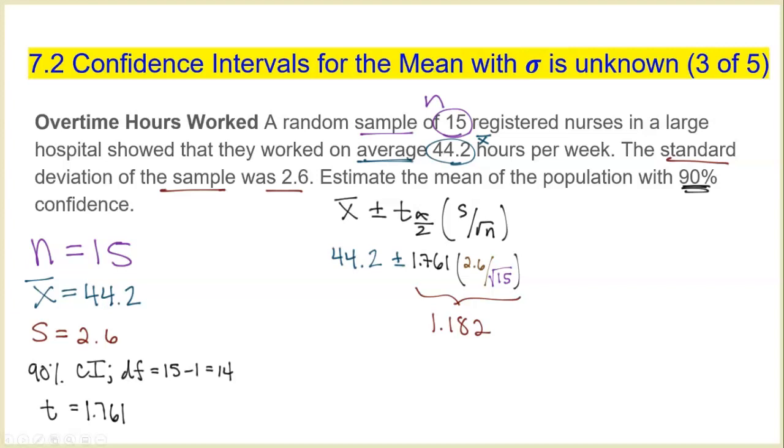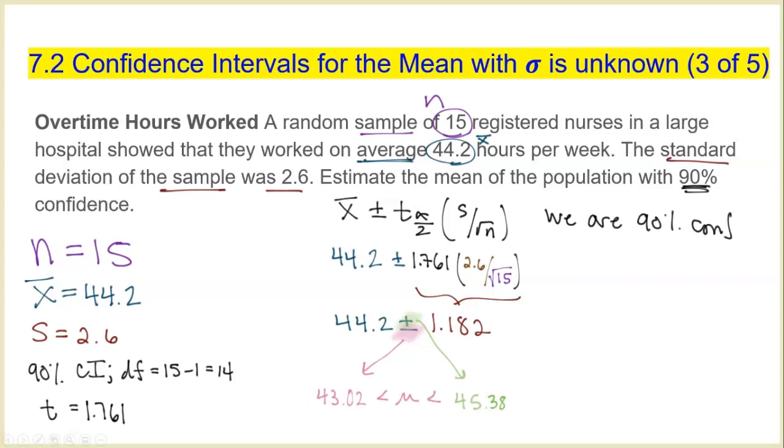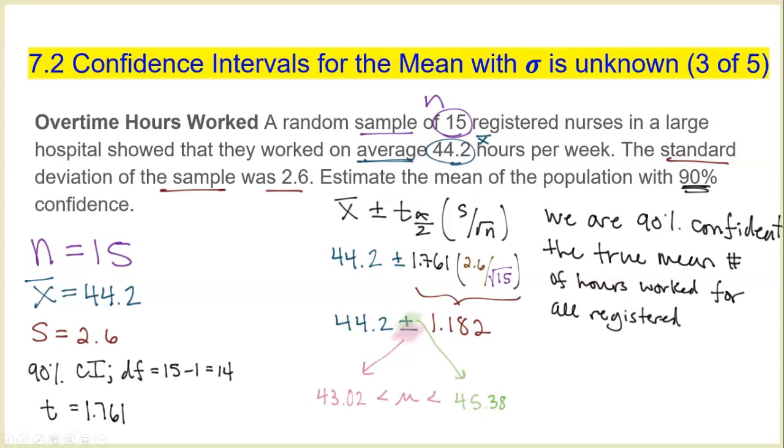this particular hospital. So when we get our confidence interval, we have 43.02 to 45.38 hours per week for all nurses in this particular hospital. Then we write our little statement like we did last time. So we are 90% confident the true mean number of hours for all registered nurses in this hospital, and it's only in this hospital and not all hospitals because the sample only came from one hospital. So we can really only generalize this to all the nurses in this particular hospital.